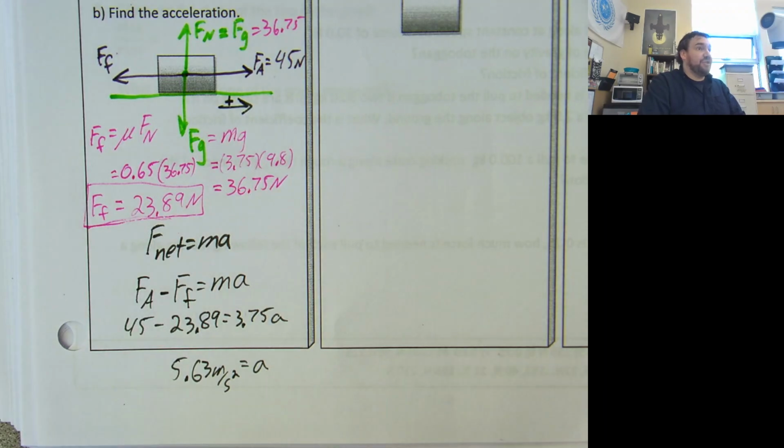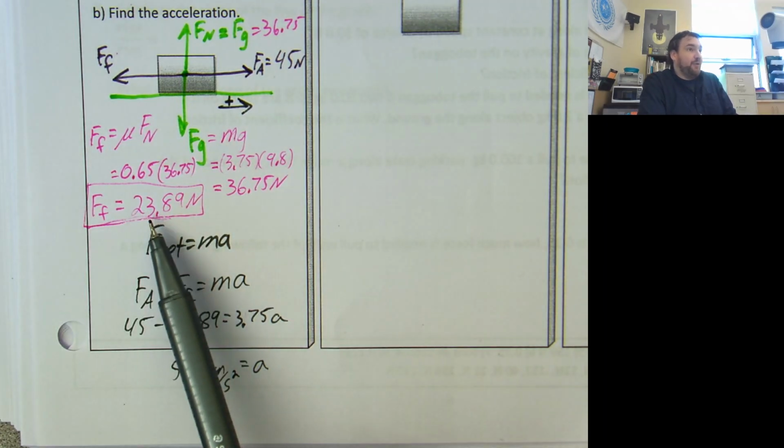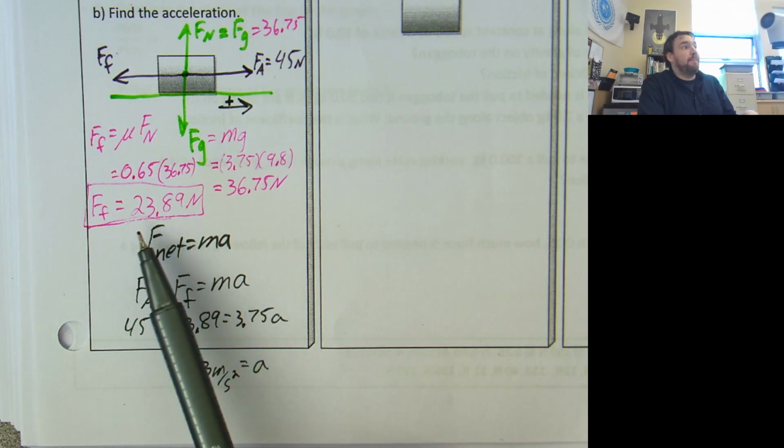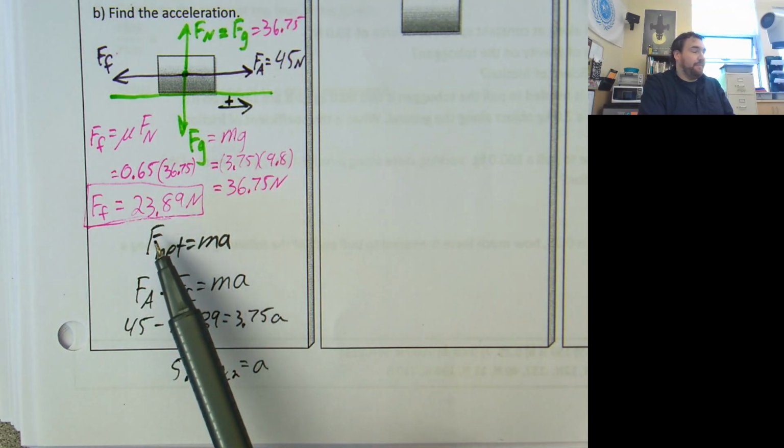Either the object would be slowing down if it was already moving, or it wouldn't move at all. You're not pushing it hard enough. That bigger number than 45 would represent the maximum possible value for the force of friction. If you're pushing less than that, the thing's not going to move.